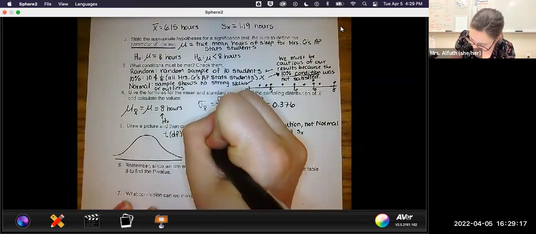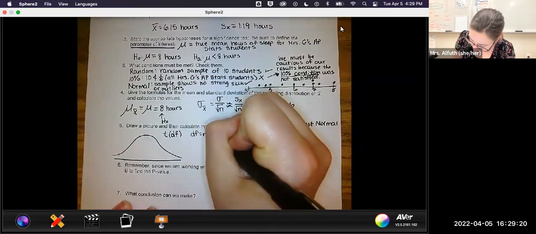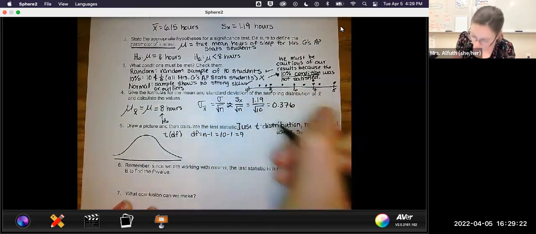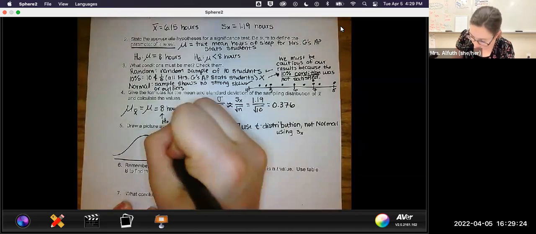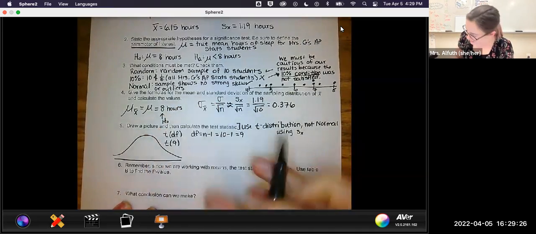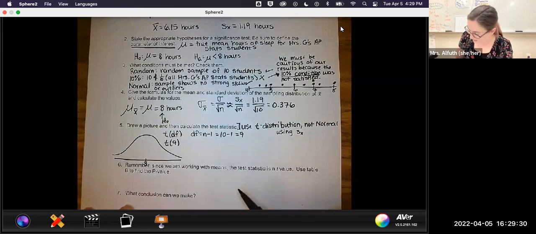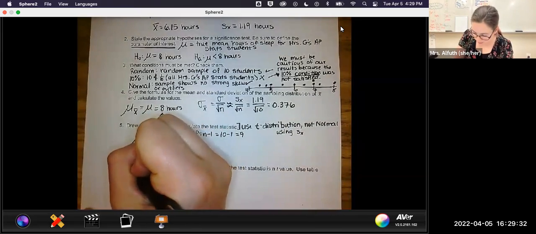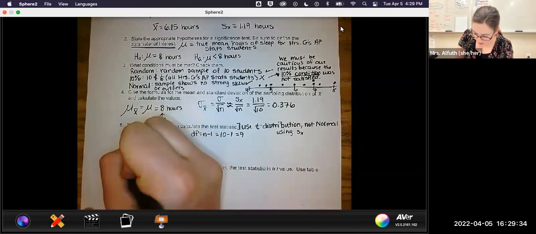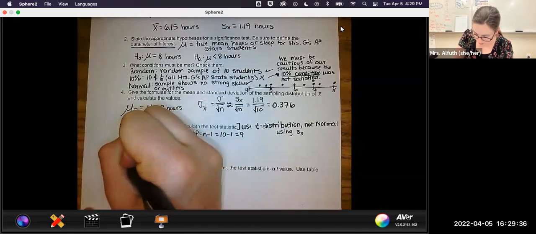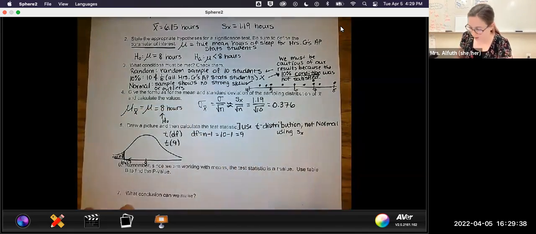freedom. So our degrees of freedom are n minus 1, which was 10 minus 1. Our degrees of freedom is 9. So we're going to label this as T9. Our 8 is in the middle here, and then our 6.15, which was our sample mean, is somewhere over here, and we're looking for that probability of less than.